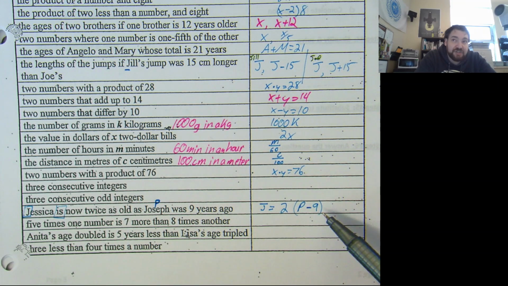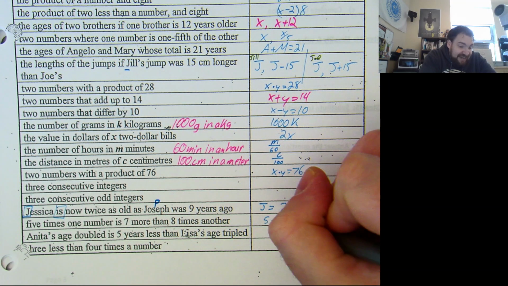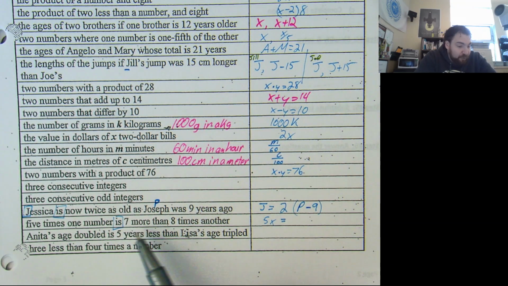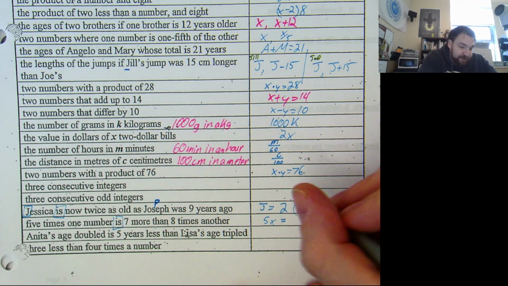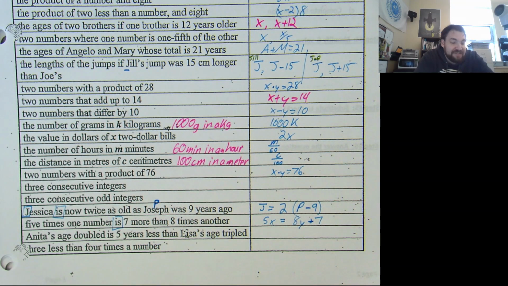So that's what that expression should look like. 5 times one number, so 5x. Then, 7 more than 8 times a number. So we're going to go 8 times another number plus 7. So we got our expressions there.